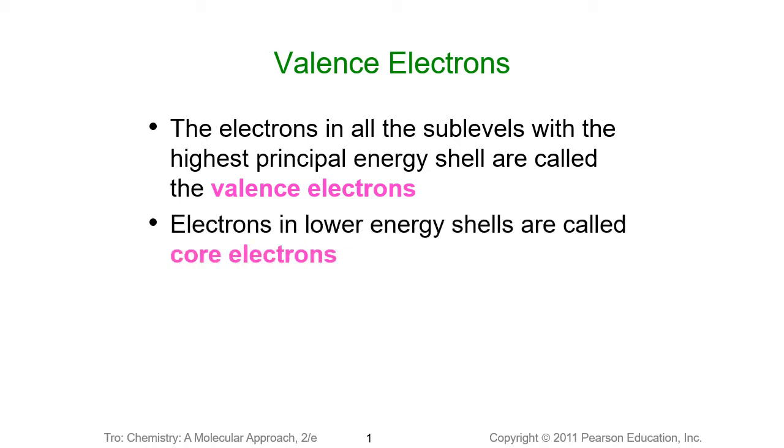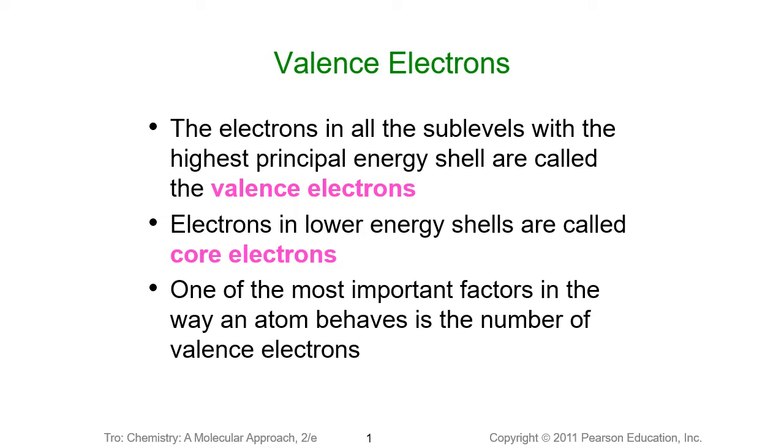Any electrons that are in energy levels lower than our highest principal energy level, we call those core electrons. So anything with a lower value is going to be a core electron. And again, these are very important to chemists because they affect how the atom behaves, and they also affect the type of ion it's going to form or the bonding that is going to occur.